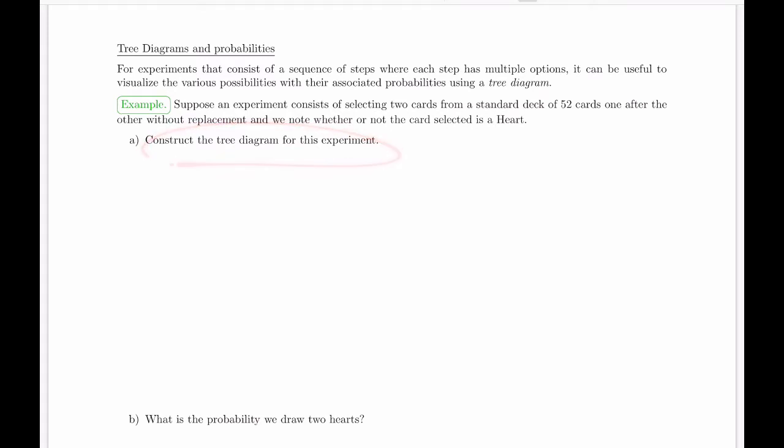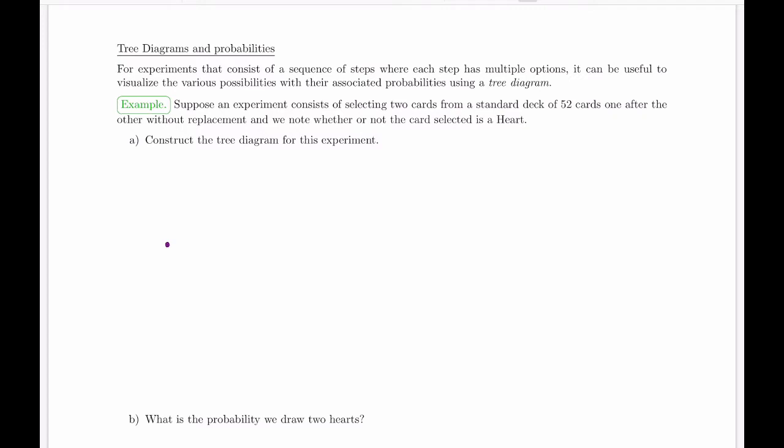Let's start by constructing a tree diagram for this experiment. So I'm going to start by plotting a vertex or a point. You can think of that as the root of your tree. Now, mathematical trees tend to grow downwards or to the right, so you're going to have to adjust your biological understanding of the trees here for a second.